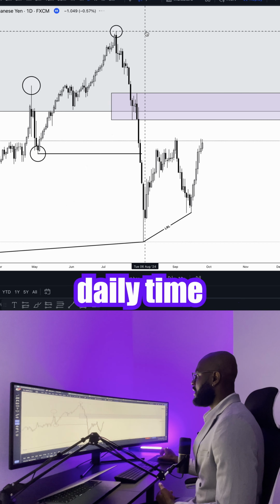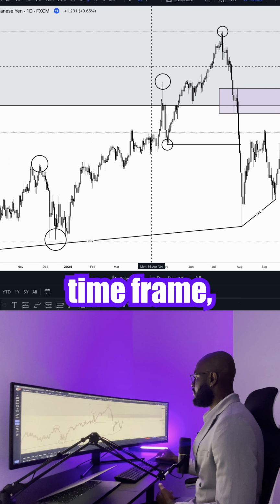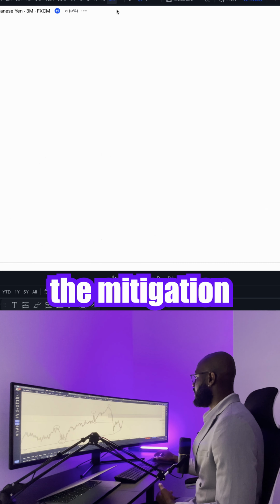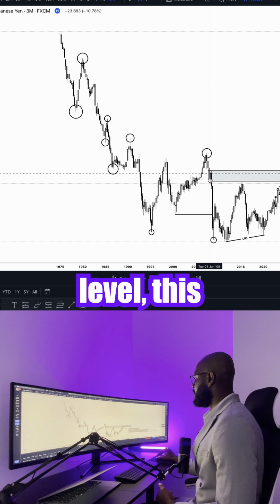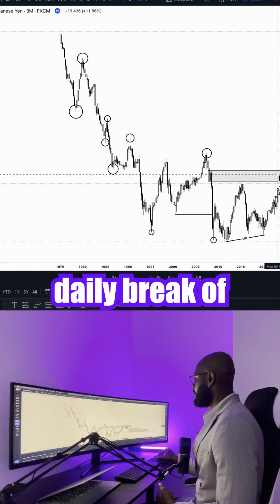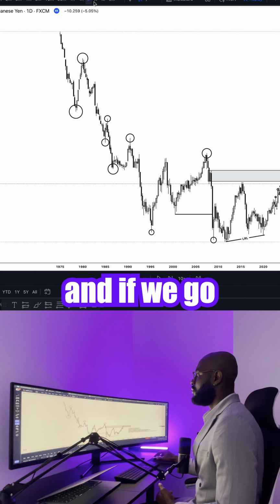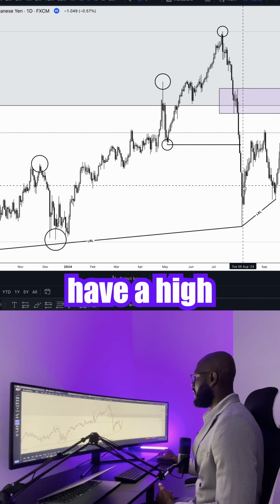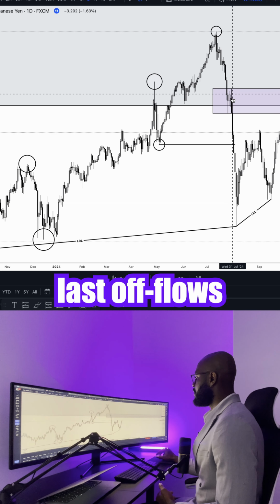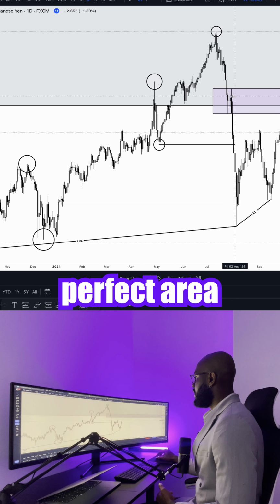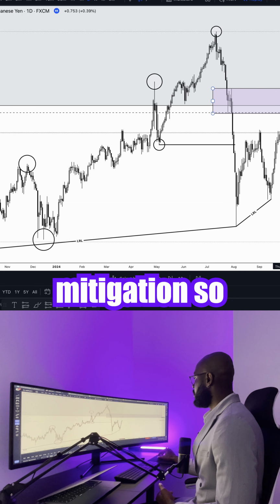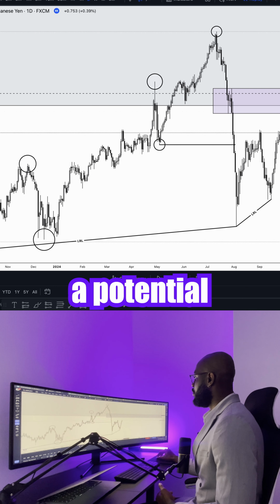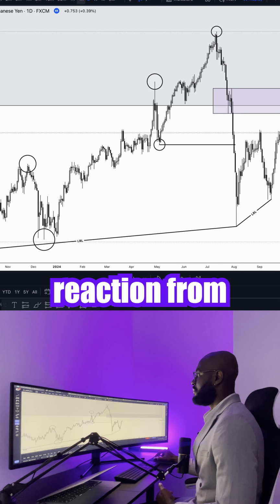We go to the daily time frame. Like I said previously on the 3-month time frame, after the mitigation of this key level, I want to see a daily break of structure. And if we go to daily, you can see very clearly we have a low, a high, break of structure, last up close candle. So this would be a perfect area for me to anticipate a mitigation. If price comes in here, I'll be looking for a potential rejection or reaction from that key level.